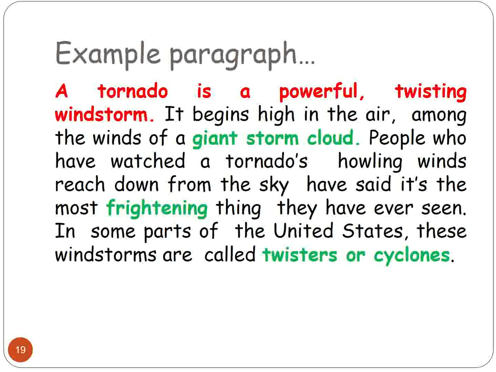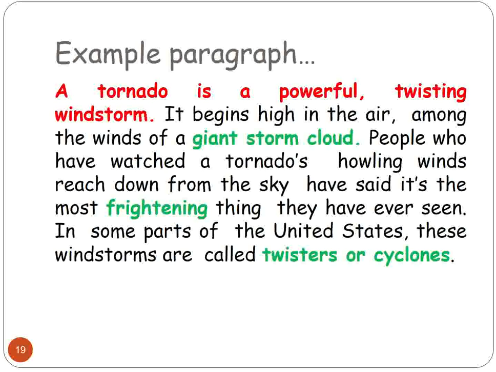Yes, sir. A tornado is a powerful twisting windstorm. It begins high in the air among the winds of a giant storm cloud. People who have watched a tornado's howling winds reach down from the sky have said it's the most frightening thing they have ever seen. In some parts of the United States, these windstorms are called twisters or cyclones. So you can see a tornado.